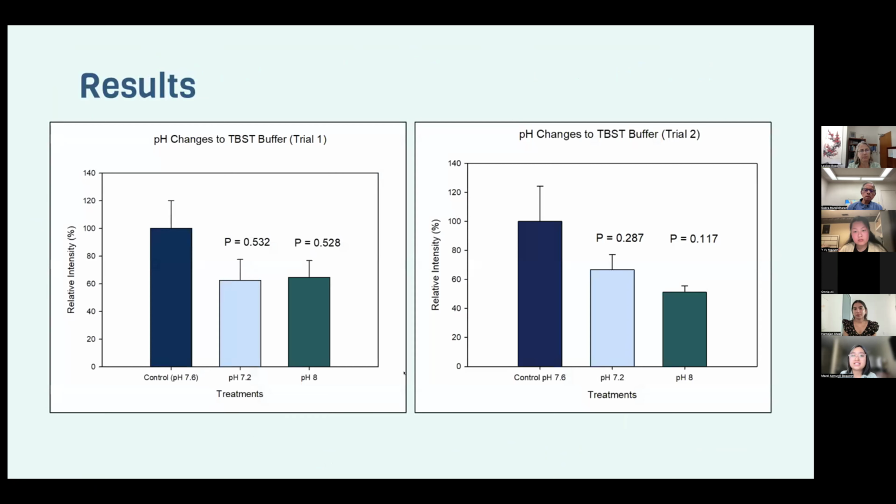So I still went ahead and did the quantification. The p-values came out too high to conclude that there's a difference between the control and the treatments. But just visualizing the graphs tells us the relative intensity of the bands between the control and pH 7.2 and pH 8. When we say relative intensity, we are looking at which pH shows stronger or darker bands, meaning there's a higher protein concentration, and that means we have better binding of antibody. Even though the results are not significant, both trials show a downward trend.